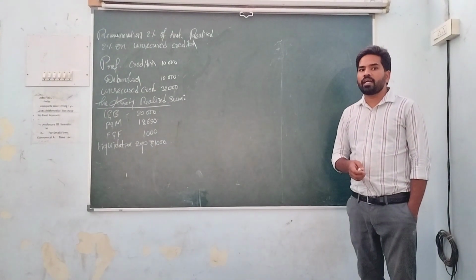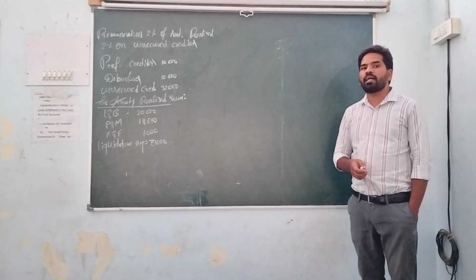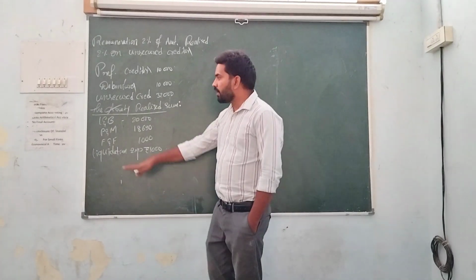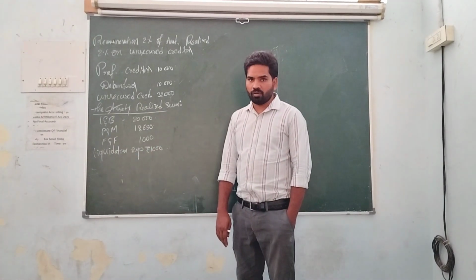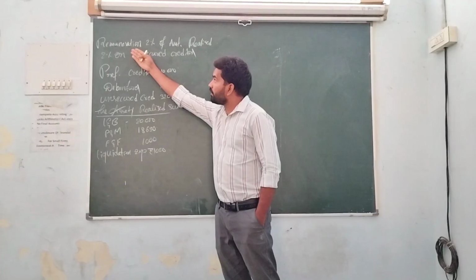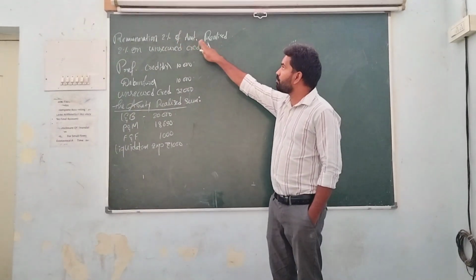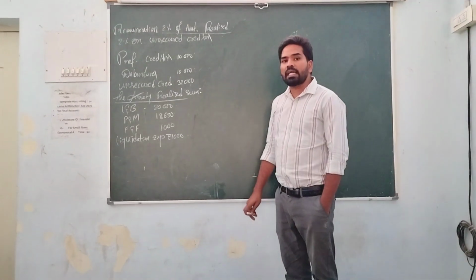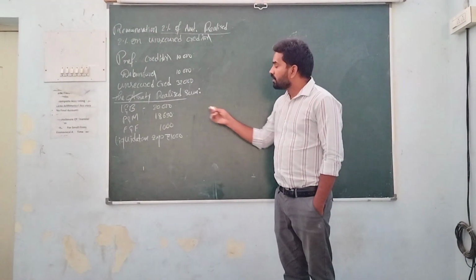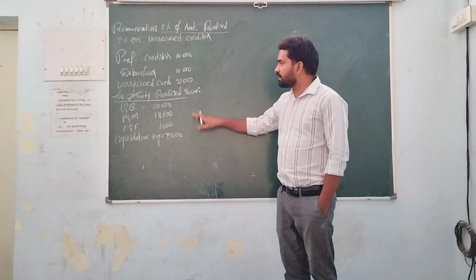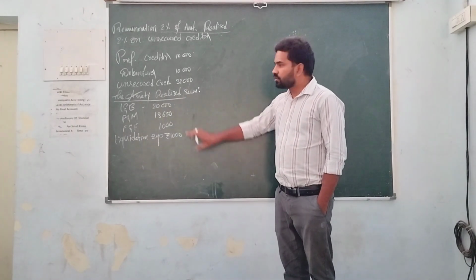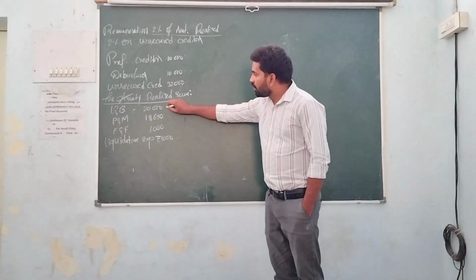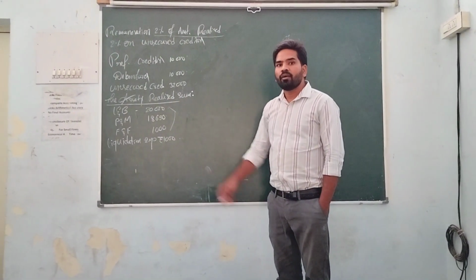Here, what we have to find is the liquidator's final account. The problem is given. In this problem, they require us to prepare the liquidator's final account. Remuneration is 2% of amount realized, which means the remuneration should be calculated on the realized amount. The liquidator sold the company assets and converted them into cash, so we have to pay the commission to the liquidator on the total realized value.